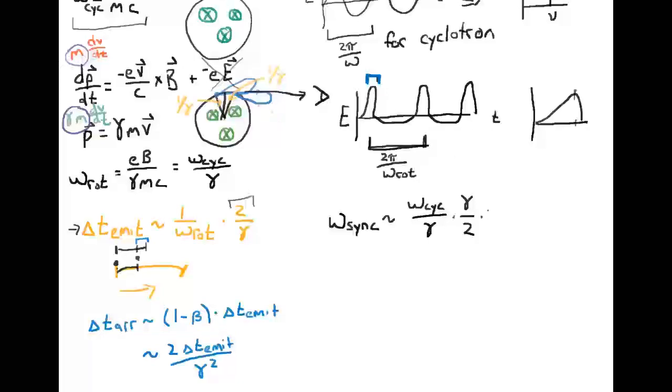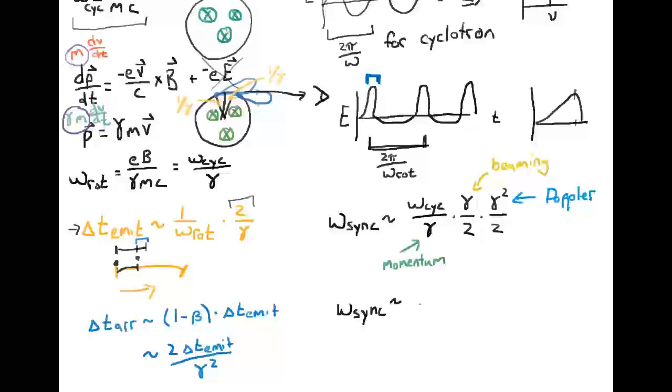beaming. And then finally, we have the fact that Doppler shifting compresses the waveform, giving us a shorter time interval for the arrival of those photons than the time interval over which they were emitted. And that's a factor of gamma squared over 2 here. So just to label where these gammas came from, this one was from momentum, this one was from beaming, and this one was from Doppler. So putting it all together, I'm going to drop factors of 2. We have that our synchrotron emission characteristic frequency is of order gamma squared times our cyclotron frequency.